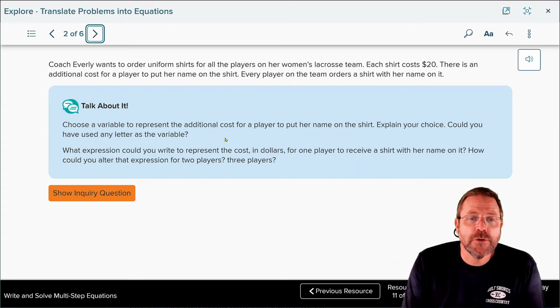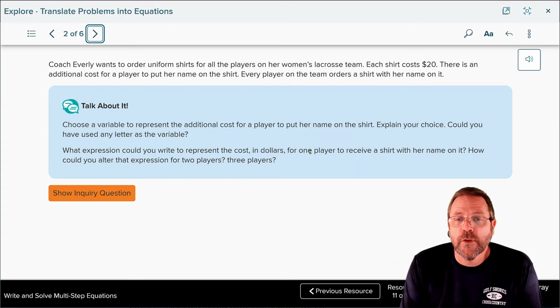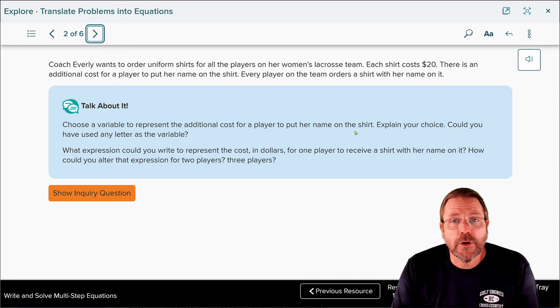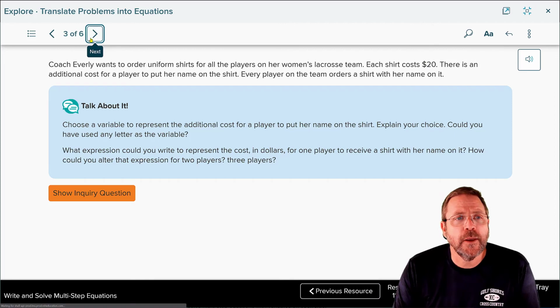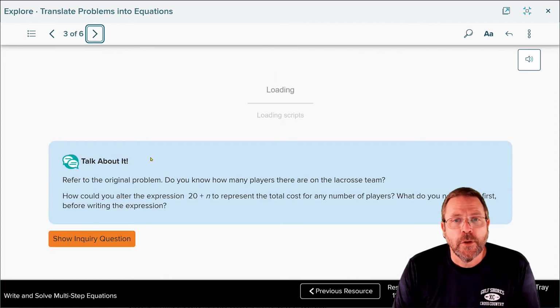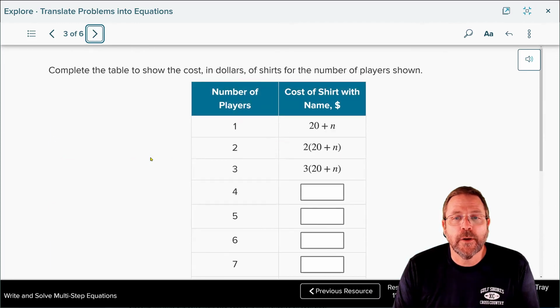And then what expression could you write to represent the cost in dollars for one player to receive one shirt? Well, my expression would be the $20 for the shirt plus C for the additional cost. And then from there, how would we do it for 2 players and 3 players? We just multiply that entire thing by 2 or 3. So let's see what they've got coming up next for us.